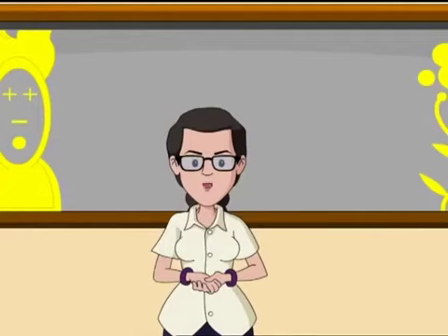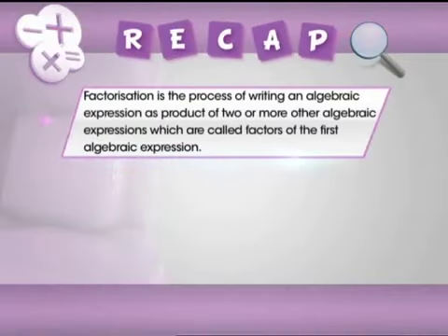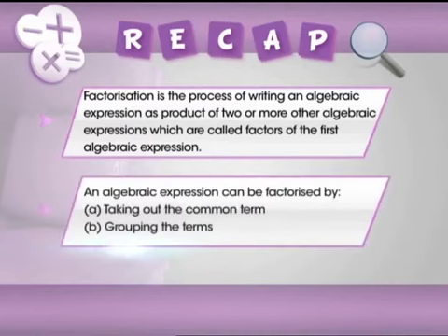Now it's time that I press the action replay button so that you all can quickly revise all that we have learned today about factorization. So friends, sit tight and pay attention. Factorization is the process of writing an algebraic expression as product of 2 or more other algebraic expressions which are called factors of the first algebraic expression. An algebraic expression can be factorized by taking out the common term, grouping the terms.